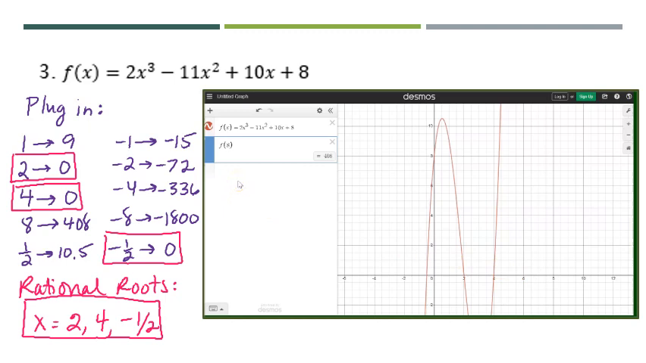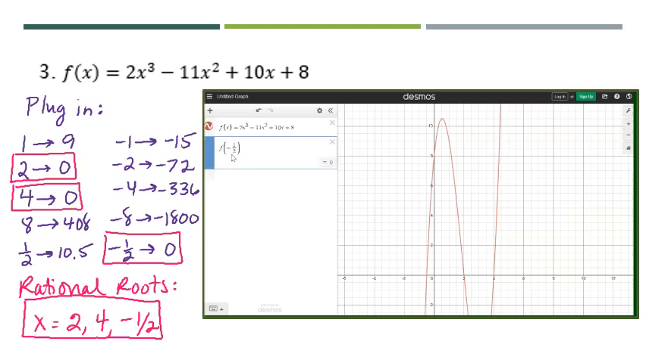I'm not going to do that because that would require quite a bit of zooming out, but that's what it would mean. Here we have x equals 1/2. That means my y value is 10.5, but that's not 0, so that's not what I'm looking for. If I plug in -1, I get -15, so also not a rational root. If I type in -2, it gives me -72, not a rational root. -4 gives me -336, not a rational root. There's -8, that's a huge number for my y value, not a rational root. And then finally, -1/2, which we know is our final answer.